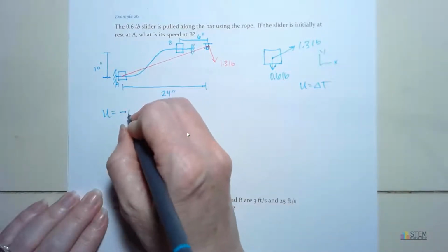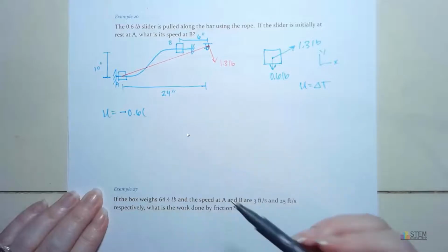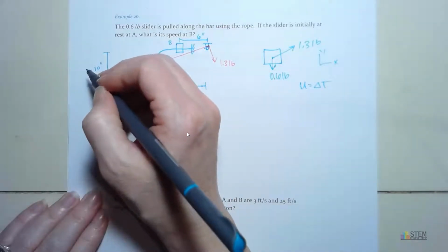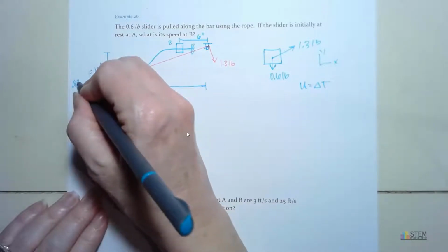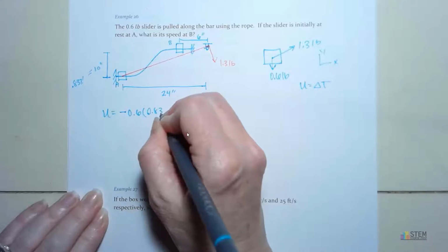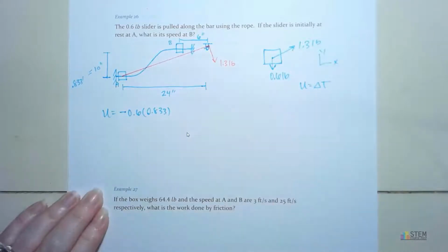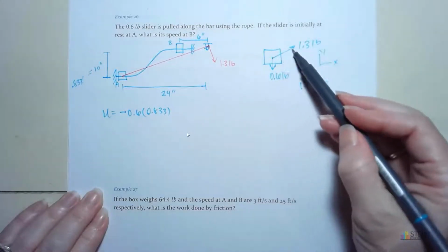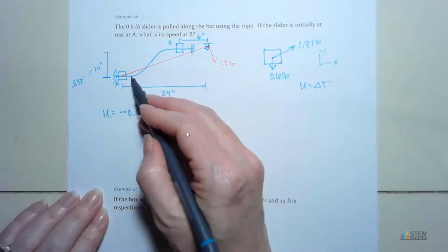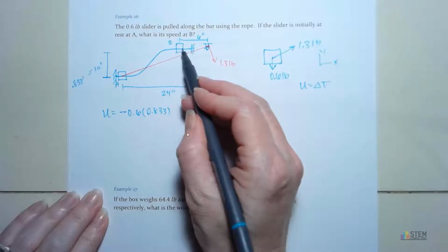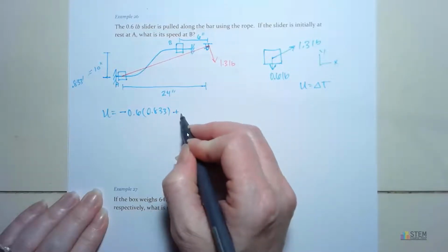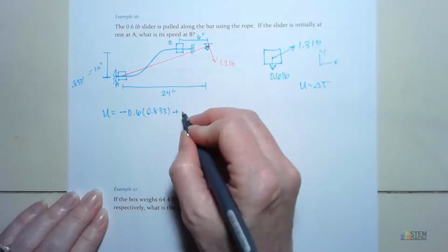So we get negative 0.6. And then I need my distance. This is in inches. We need to convert that over to feet. So that's going to be 0.833 feet. So multiply those together. Next, we've got this 1.3 pounds. Well, obviously the slider is moving in that direction because it's pulling it in that direction. All right, so we're going to have a plus because the displacement's in the same direction.